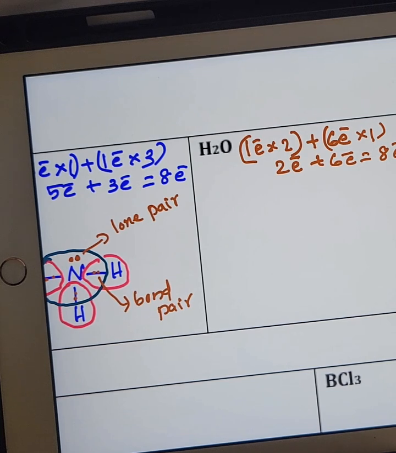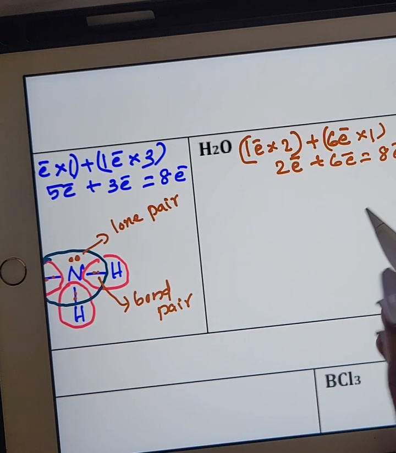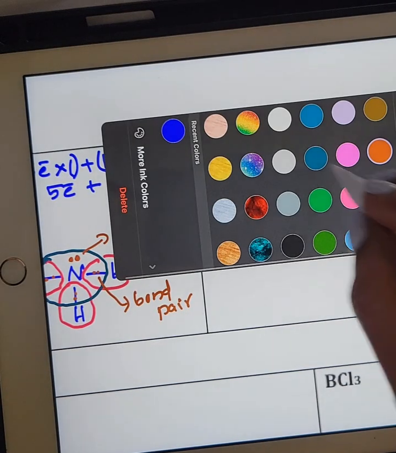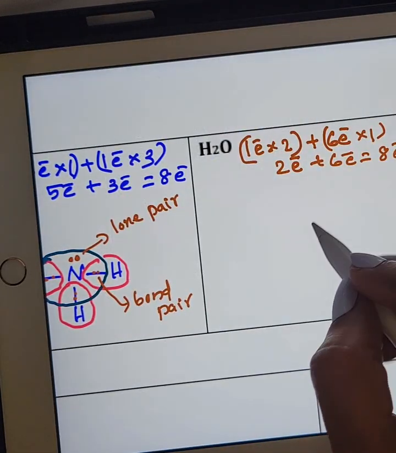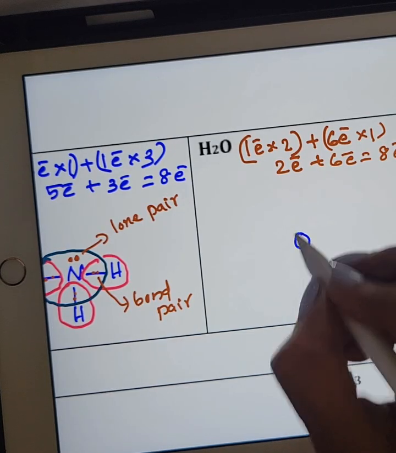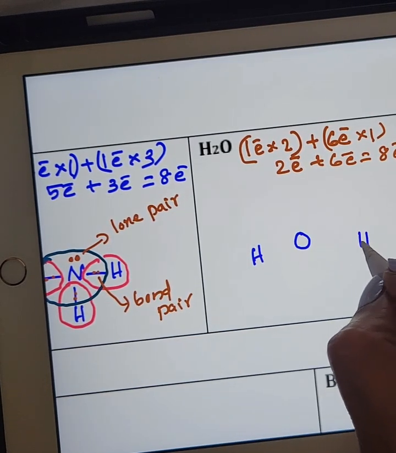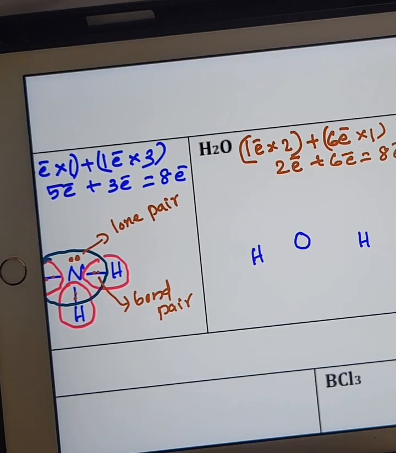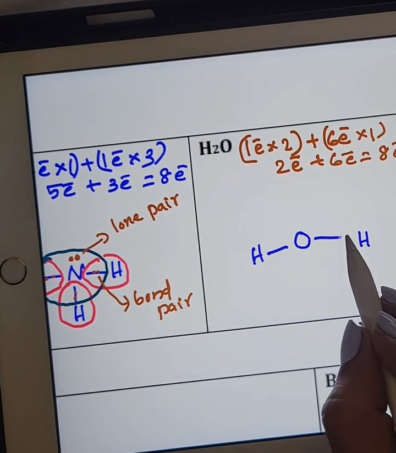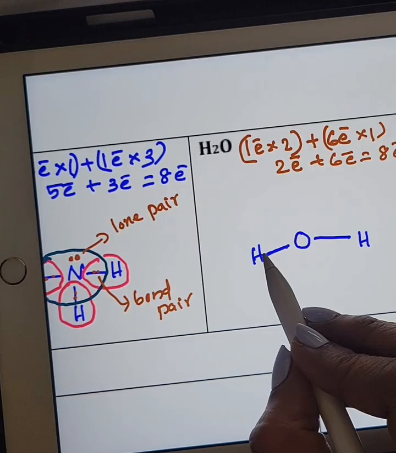Okay, central atom. Remember, hydrogen will never come in the center, so the only atom left over is oxygen. So that is easy for you to decide which one comes in the center. So let's go ahead and select the central atom, which is oxygen. And there are 2 hydrogens. I'm going to write 2 hydrogens on 2 sides. Connect with single bonds, equally long.